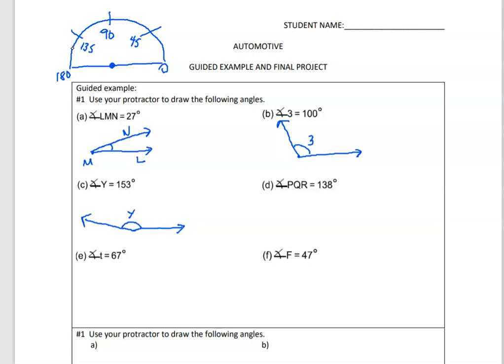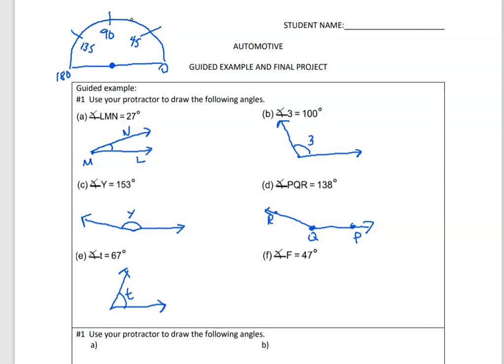138 is going to be barely past 135, so pretty similar to that one, just a little bit smaller. But this would be P, Q, R. Okay, 67 degrees is going to be more than 45, but less than 90. So right in here, we want to draw our angle. This would be angle T.